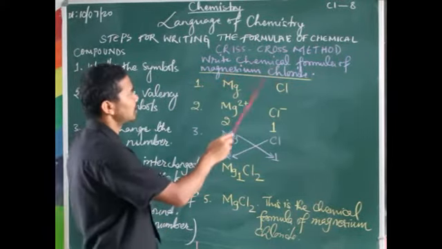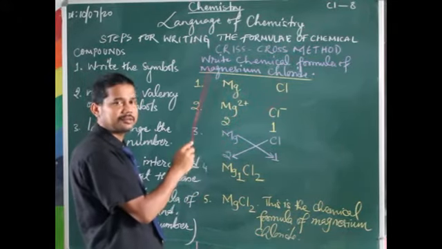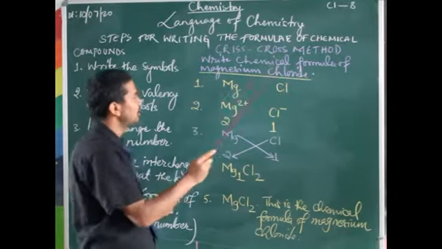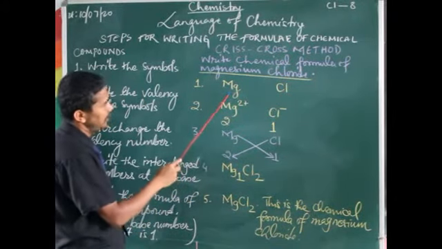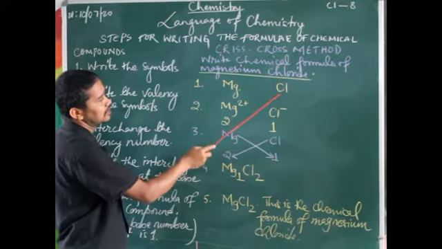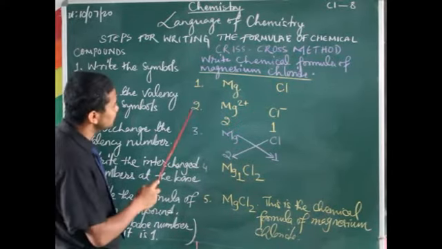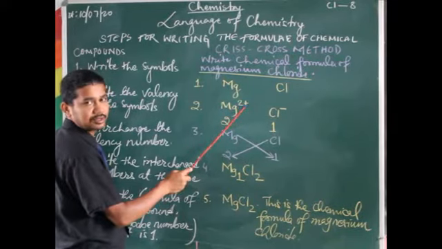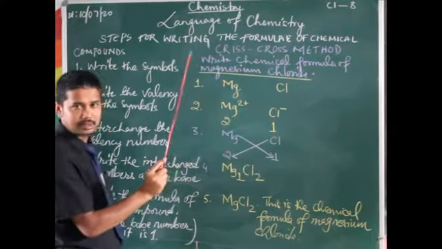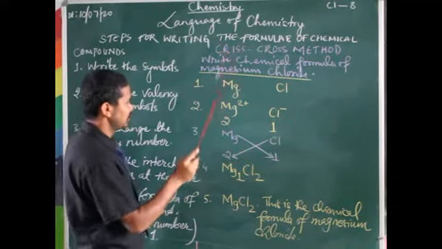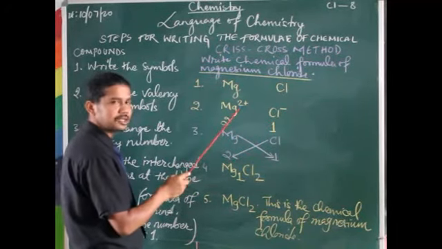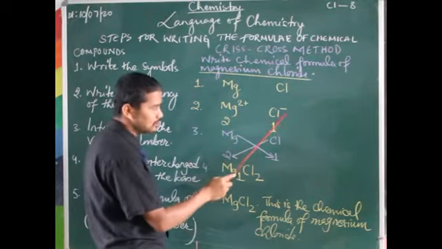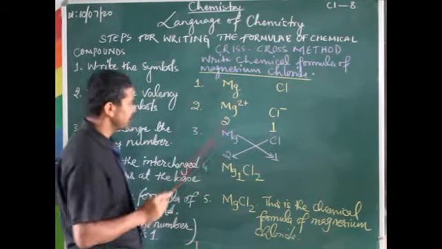Here magnesium chloride. Magnesium is on the left, so cation. Chloride is on the right, so anion. Okay, magnesium Mg and chloride Cl. Then number 2, Mg valency 2 plus, magnesium ion, chloride ion. Now here how many charges are present? 2, so valency 2. How many charges here? 1, so valency 1. Okay.